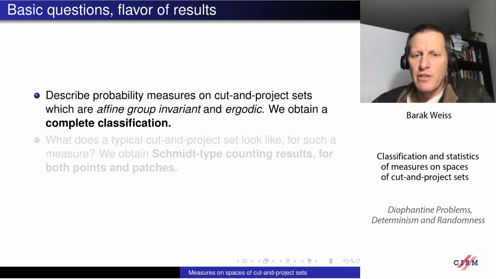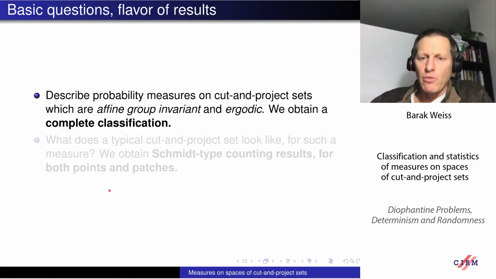So here are the questions that we want to answer in this project. We would like to describe probability measures on collections of cut and project sets, which are affine group invariant and ergodic. And in this direction, our main result is a complete classification of these measures.